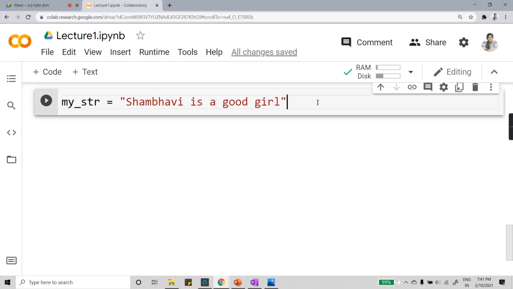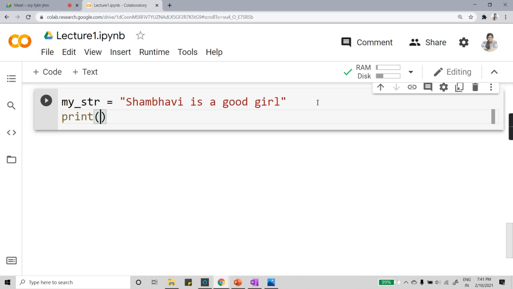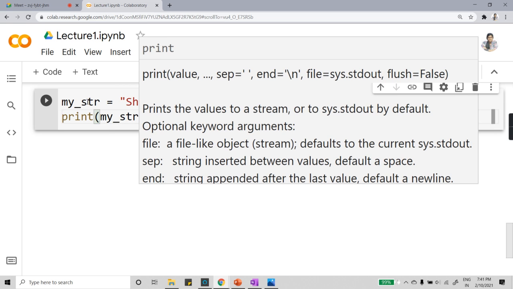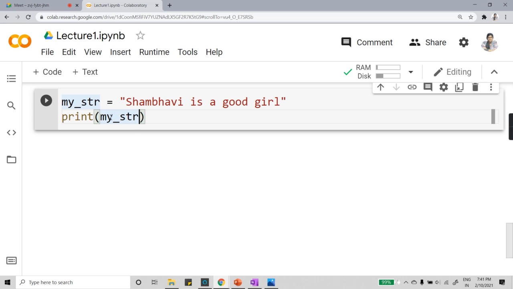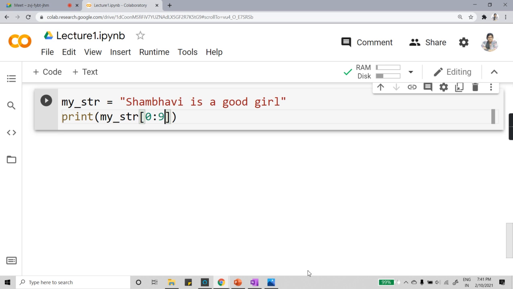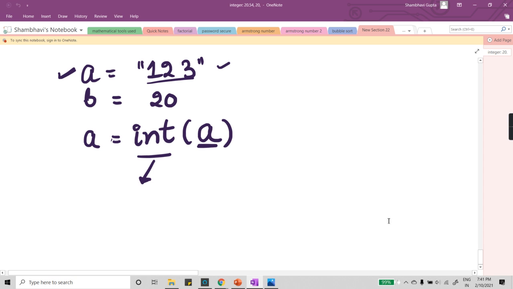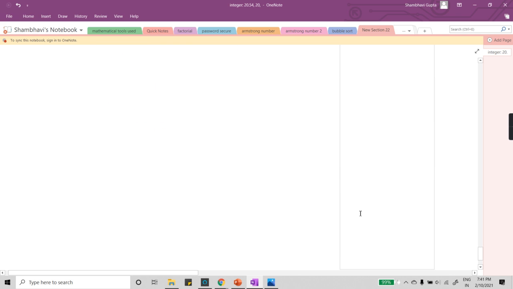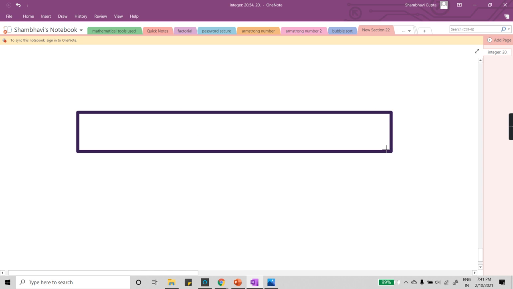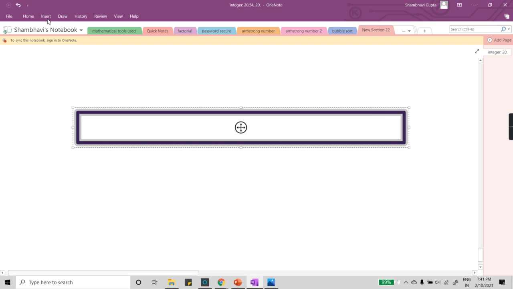Whenever we want to do string slicing, we write print. Inside this print statement, I would write my variable name, the variable on which you want to perform your string slicing. So let's say I want to perform it for my underscore str. Now I would put these brackets. Inside these brackets I would give some value, let's say this value for example. Now let me go to a note and explain what this value means. Let me just go down.